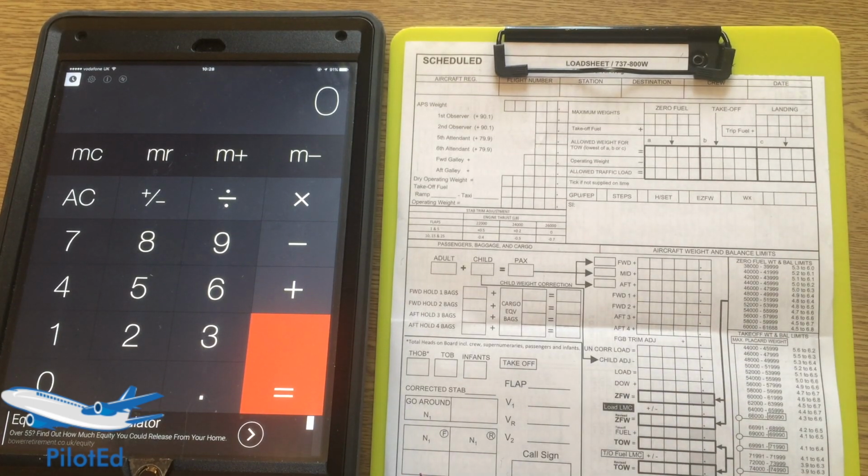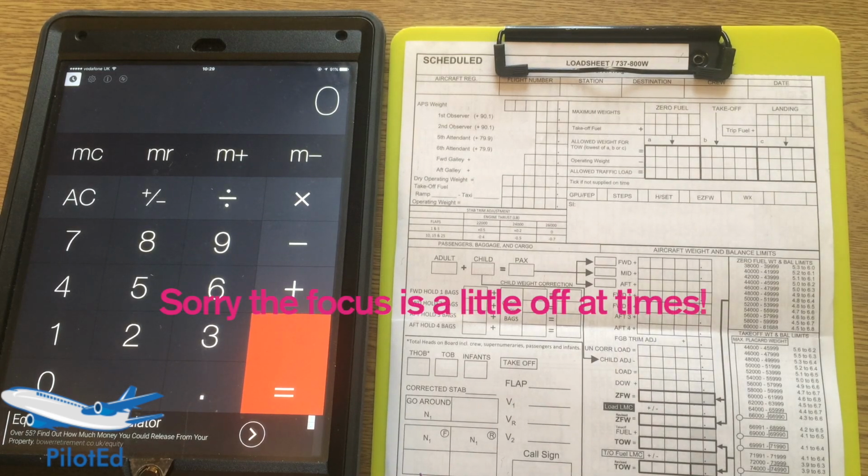We're going to be talking about a load sheet. This is a bit of a special load sheet. It's not quite your Cessna or Piper load sheet. It is a load sheet for a 737-800 with winglets, and I'm going to fill it out with you as requested.